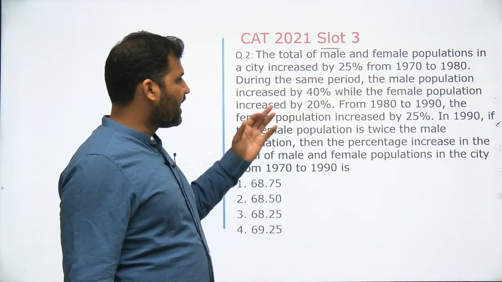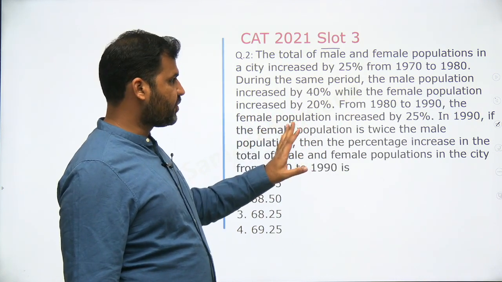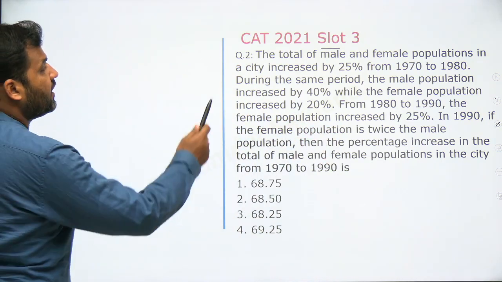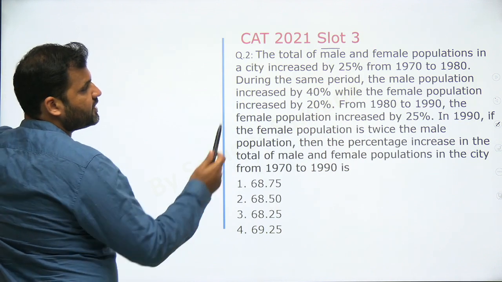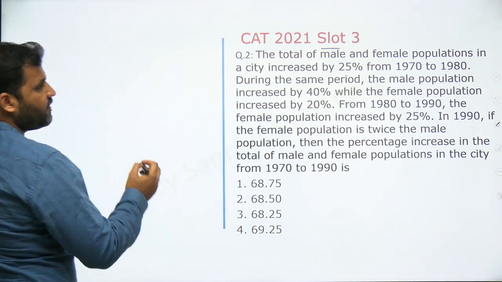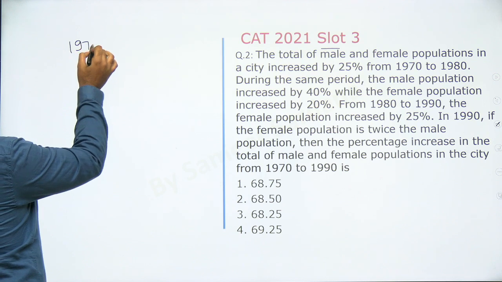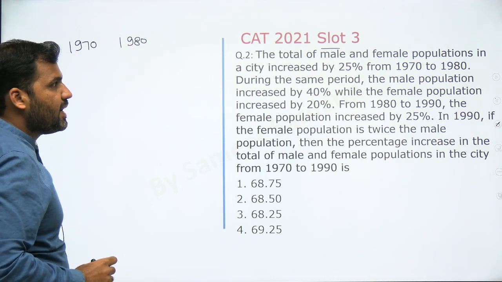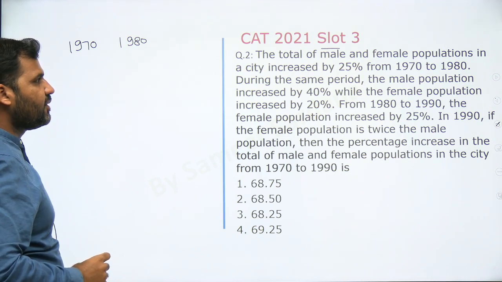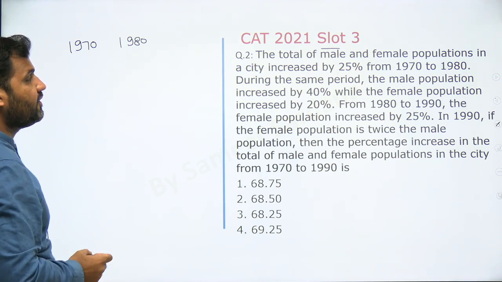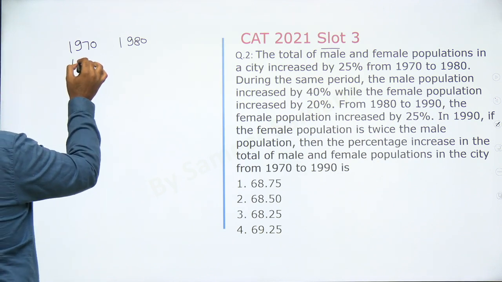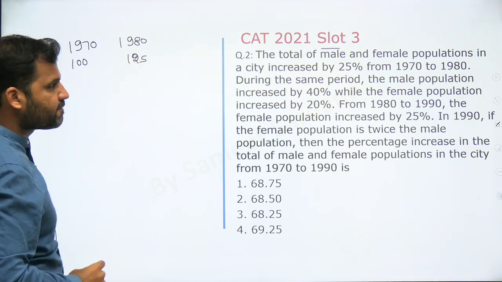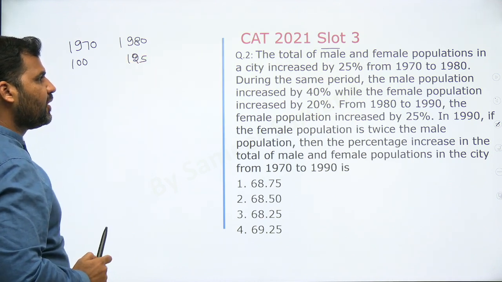For many of you, this might be a question of percentage. Okay, yes, this is a question of percentage, but weighted average can be applied to get the answer quickly. How? See, total of male and female population in a city increases by 25% from 1970 to 1980. When you are moving from 1970 to 1980, the total of male and female population increased by 25%. So if I take 100 here, then in 1980 there will be a total of 125 people, right?